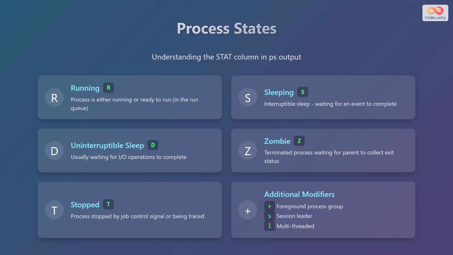Z stands for zombie, which means the terminated process is waiting for a parent to collect its exit status. T stands for stopped, meaning the process has been stopped by a job control signal or is being traced. Additional modifiers include the plus sign, which indicates a foreground process group. The small letter s means session leader, and the small letter l means multi-threaded.